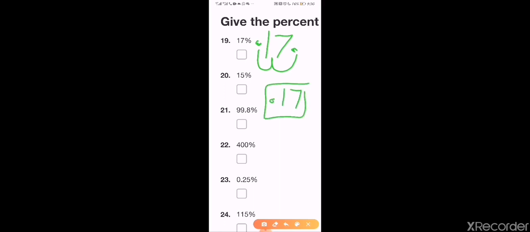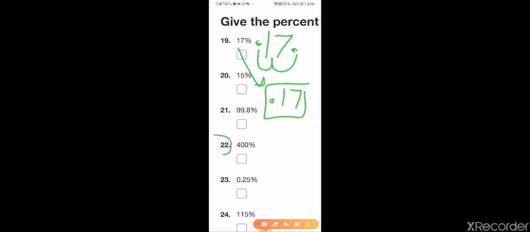Now, I have the percent and I want it as a decimal. Number 19. Once you have the percent and you want to change it to another form, you should divide by 100. Okay, so 17. How to divide it by 100? Any whole number has a decimal here. To divide by 100, move it 2 places to the left, so it will come to this side. So 0.17 is my answer.